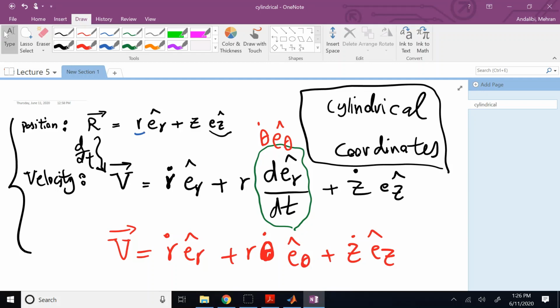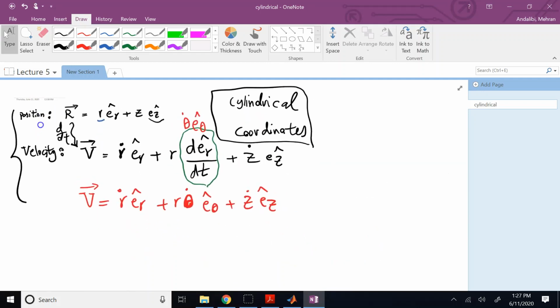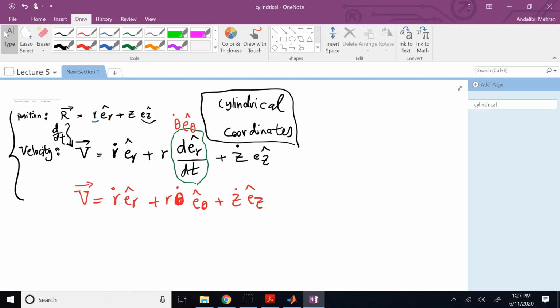And as I always say in my classes, you do not need to memorize anything. The best practice is always to know the meaning of these terms. Once you know the meaning, you can easily always remember them. So what's the meaning of each one of these individual terms? What is R dot, what is R theta dot, and what is Z dot? Okay, so let's take a look.